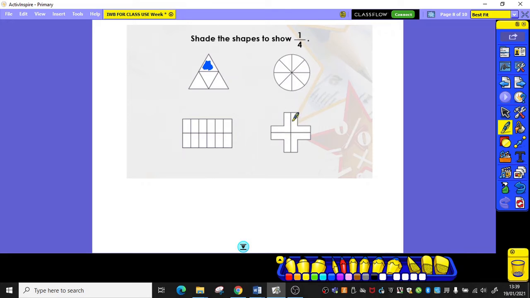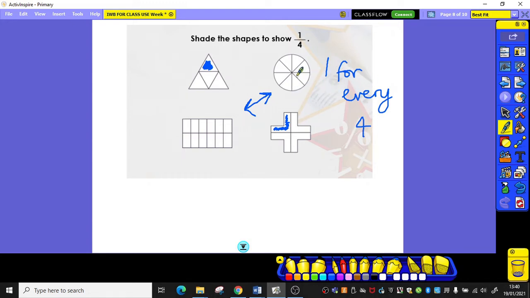If I look at the cross down the bottom, again, not too dissimilar. I could colour this part. And again, I've coloured one piece out of 4, one for every 4. I've got 4 parts, I'm colouring one of them. But these two shapes, it starts to get a little bit more tricky unless you continue to think of this fraction as 1 for every 4.